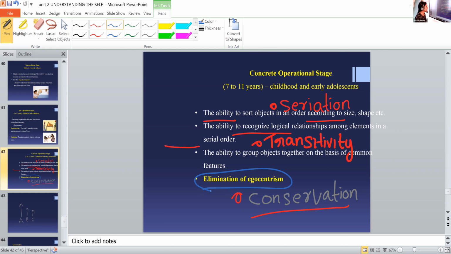Conservation, seriation, transitivity, elimination of egocentrism. And one more is the ability to group objects together on the basis of common features, like orange, apple, grape. All these belong to the fruit family, right? So they can group the objects together according to their common features. That is called classification.